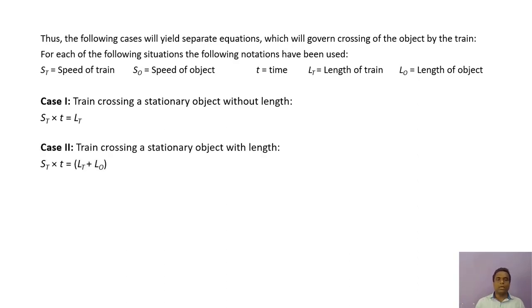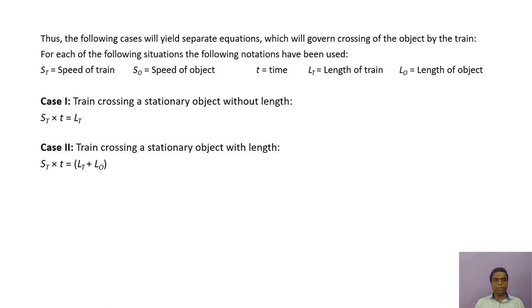Now the next case, train crossing a stationary object with length. If the stationary object is a truck or a godown of length L_O, what will be the time taken? What will be the speed, time and distance relation?